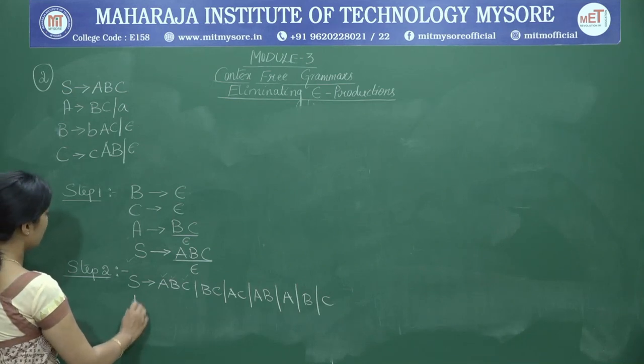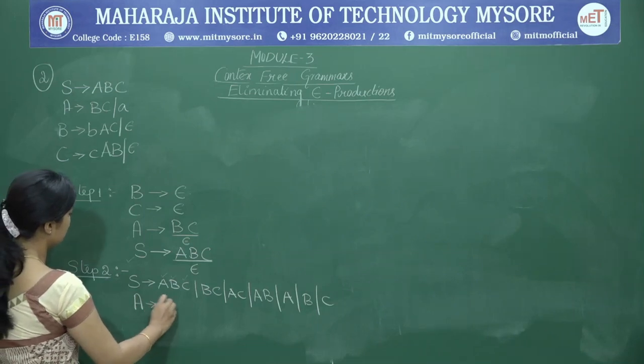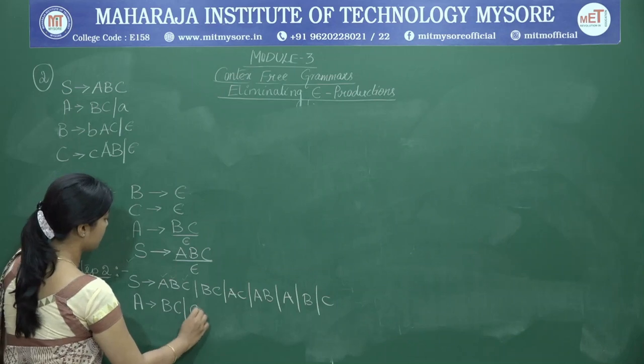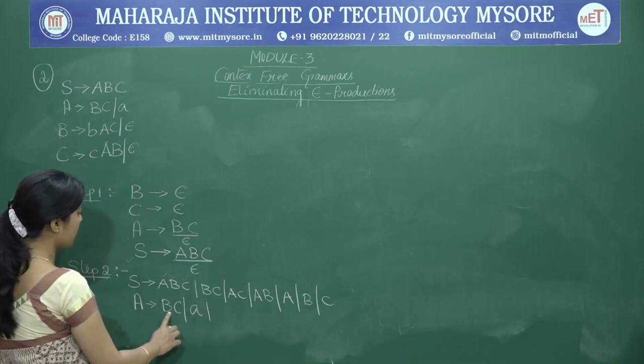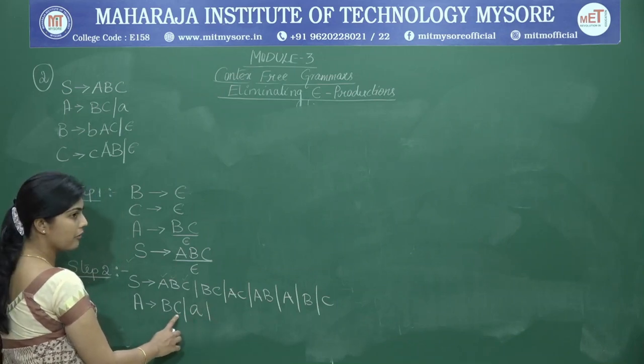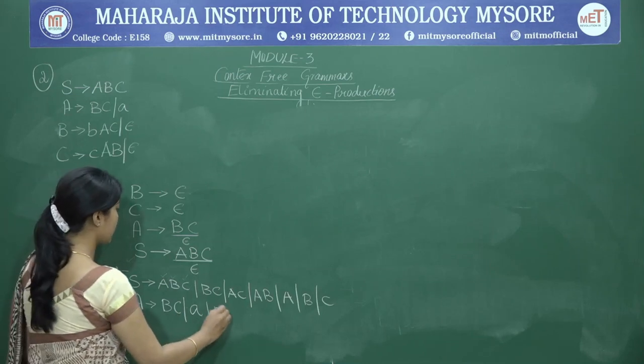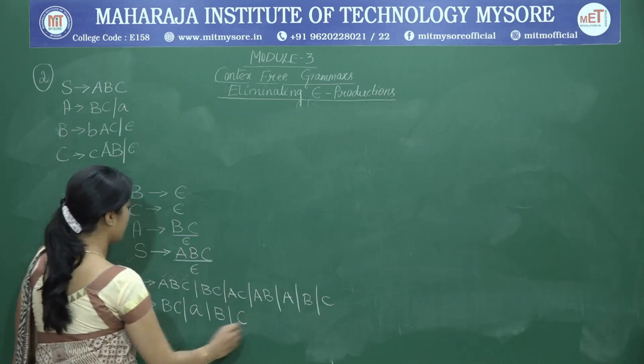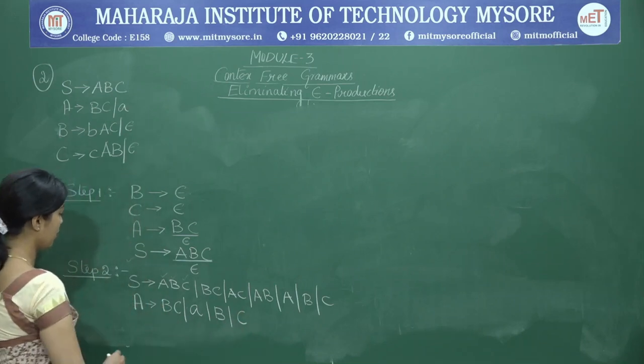So next, A goes to BC and A. So we write them as it is. B and C both are nullable variables. Therefore, first time when C is epsilon and the second time when B is epsilon.